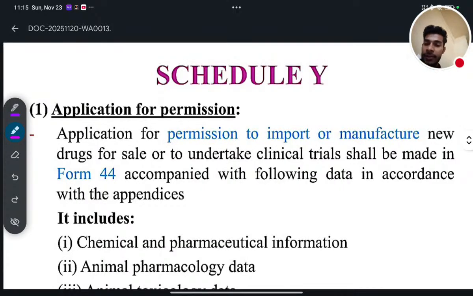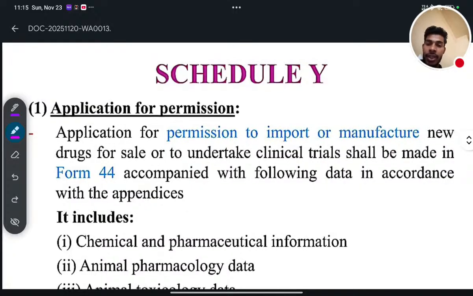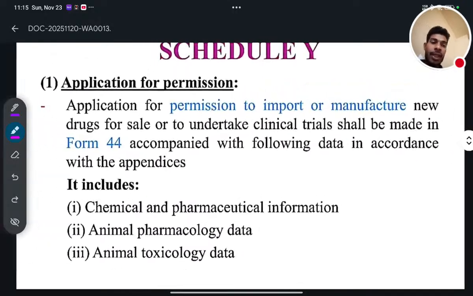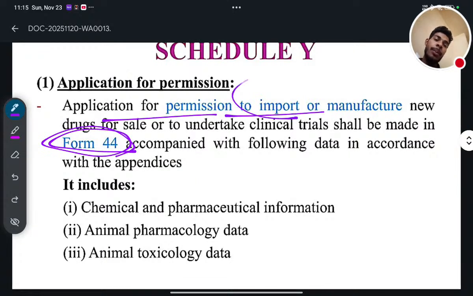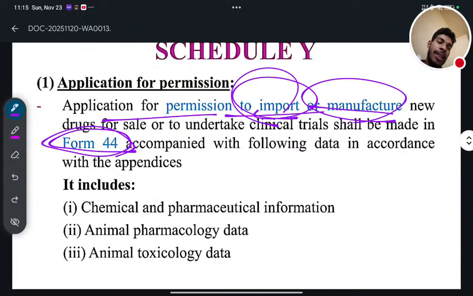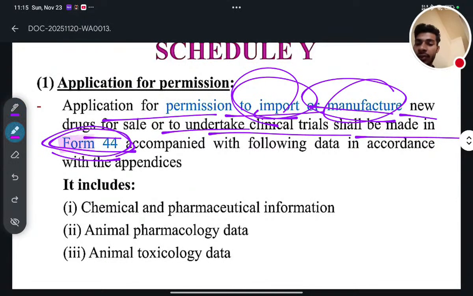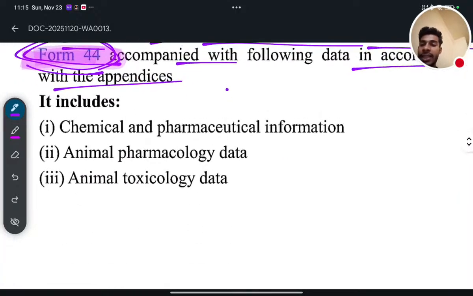First one, Schedule Y, application for permission. In this, nothing is so important. The most important point you have to remember is the form number. The application for permission to import or manufacture new drugs for sale or to undertake clinical trials shall be made in Form 44. You have to remember that one, Form 44, accompanied with the following data in accordance with the appendix. What are the data you have to accompany?